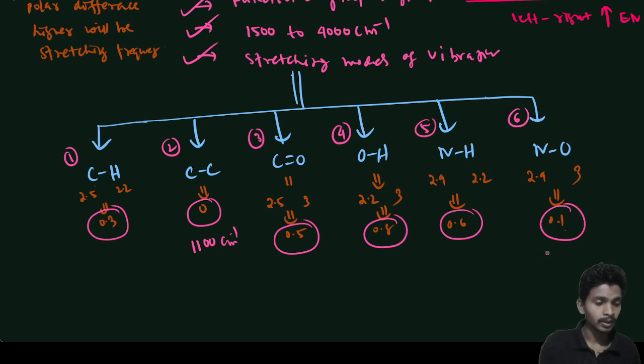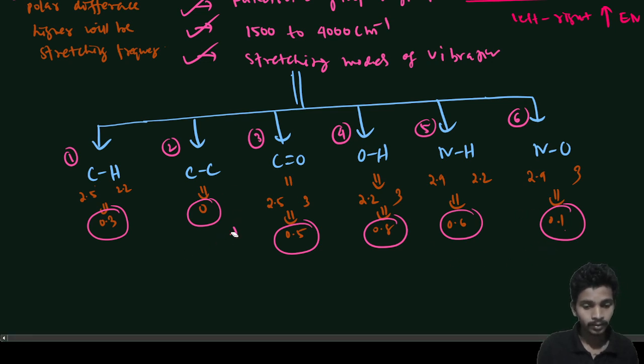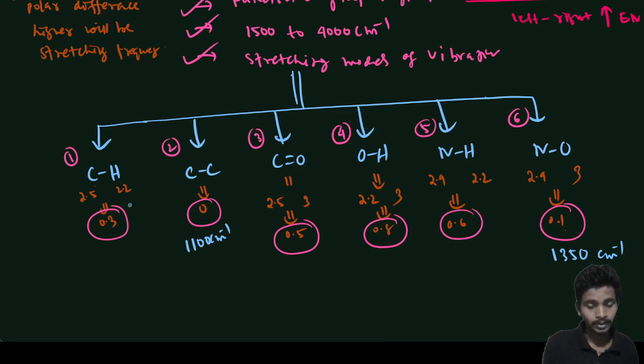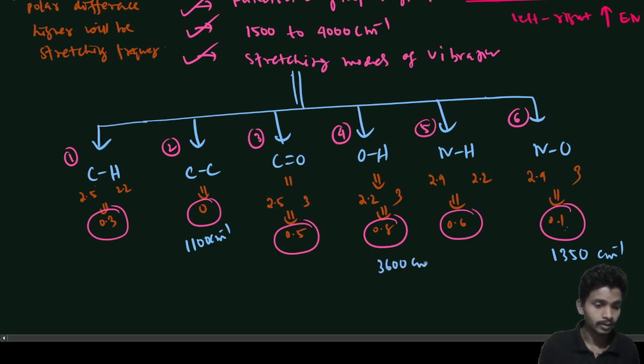So here that IR data value will get 1100 centimeter inverse, and here also a very small value. So here also the IR data value will be 1350 centimeter inverse. Okay, that range means we understand that the polar difference is very less. So from that we understand that here we see a very high polar difference. So here we will get the IR data value as 3600 centimeter inverse.